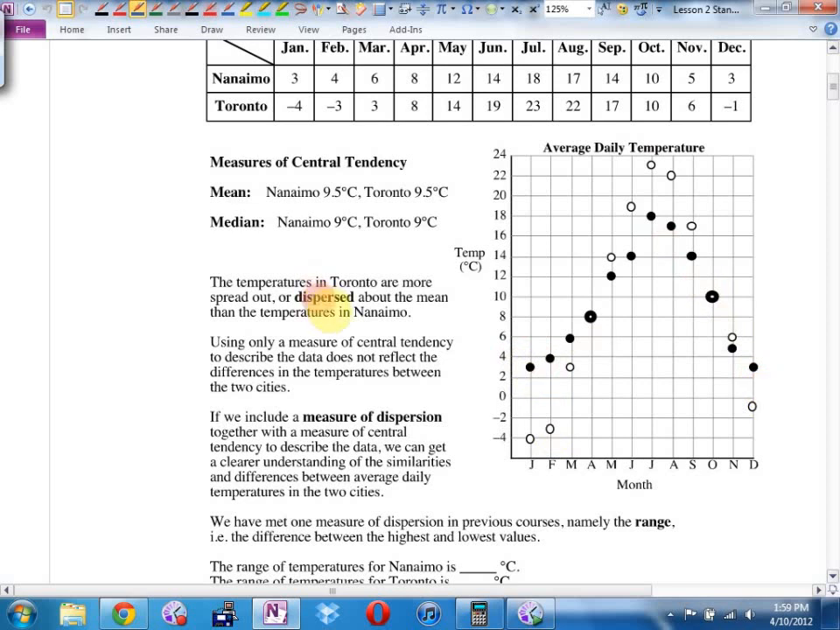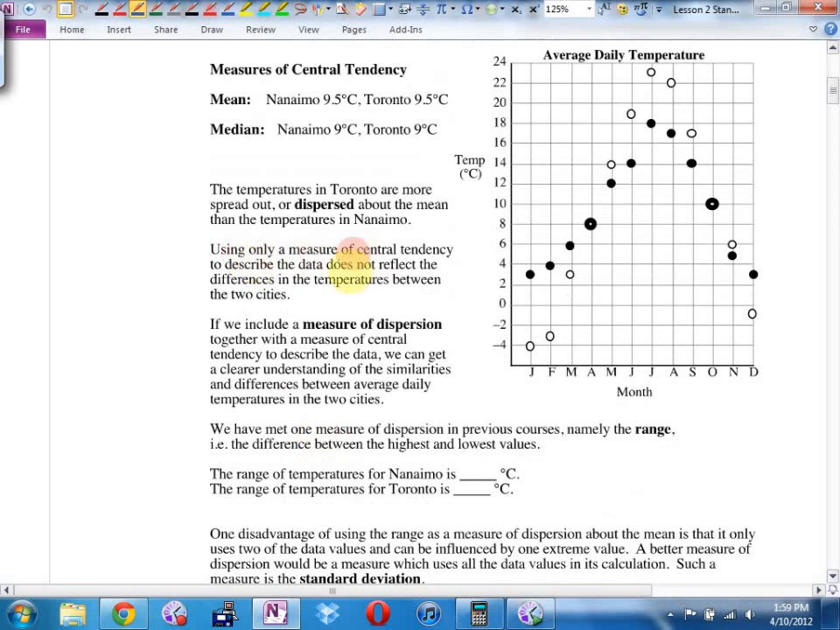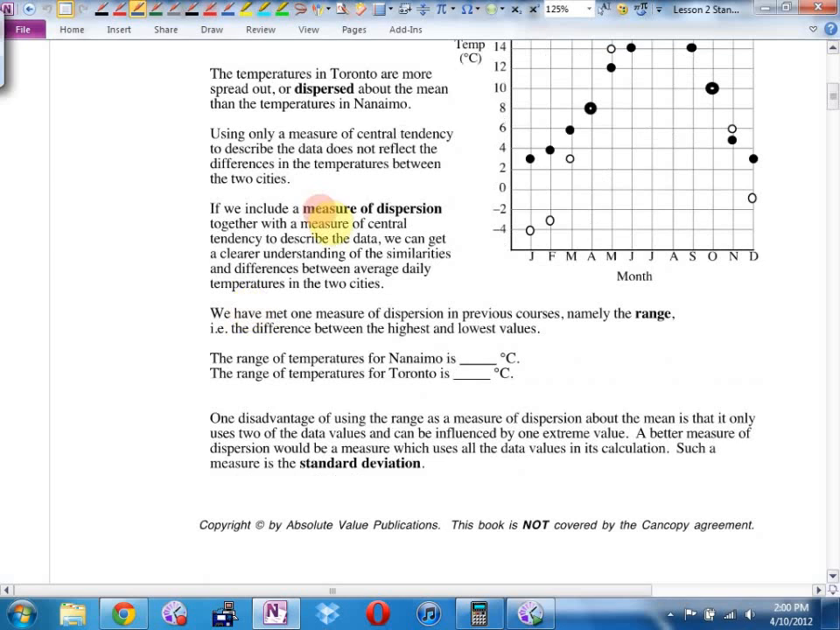The fancy word for spread is dispersed. It says using only a measure of central tendency to describe the data does not accurately tell you everything about the cities. You might assume that they were the same. If we include a measure of dispersion together with a measure of central tendency, we can get a clearer understanding of the similarities and the differences. We've already met one measure of dispersion last day, the range, the difference between the highest and lowest temperatures.